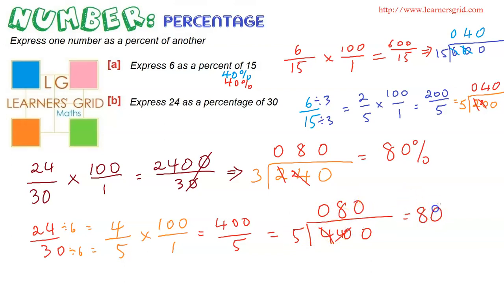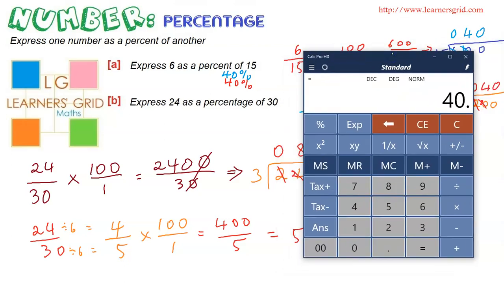We're left with 80%. Okay, let's bring in the calculator and just work that through on the calculator. So let's clear everything. We started, remember, with 24 divided by 30. And then we just hit the percent button, push the equals, and hey presto, we've got 80. So that's how you do those kinds of questions.